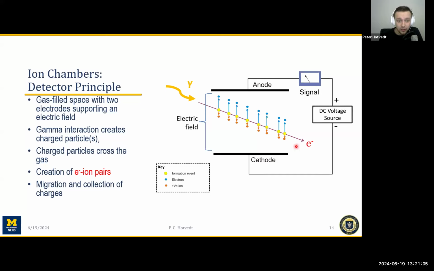So what we have here is you'll notice that as we collect the electrons and the ions, one independent variable that we can change is the quantity of voltage applied to the system, which corresponds directly to the electric field strength. And that allows us to collect more or less charged particles. And that's really important for our different applications.